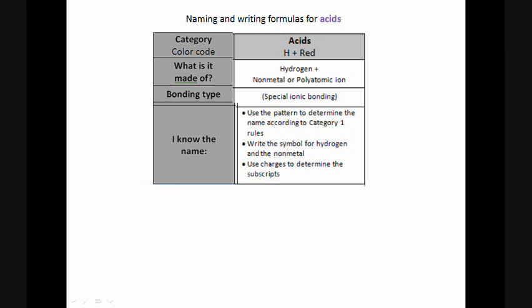We just have to start by determining what the acid name is telling us. We start by using the pattern to determine what the original category 1 name of the acid was. This will tell us what the original non-metal or polyatomic ion name was. Then we use that information to write the symbols, and finally we check our charges to make sure they equal out. Here's an example to follow along with: carbonic acid.